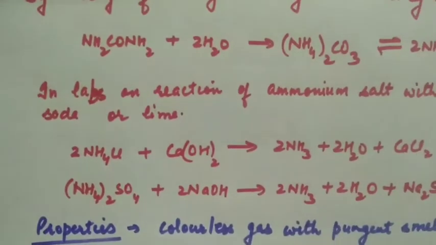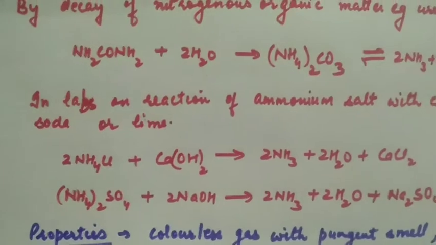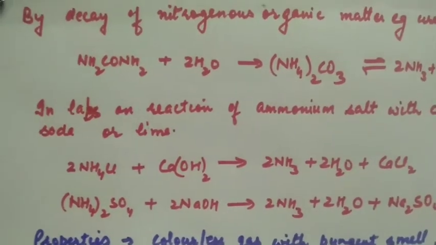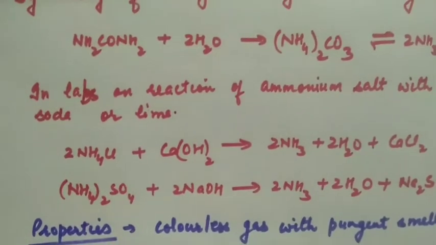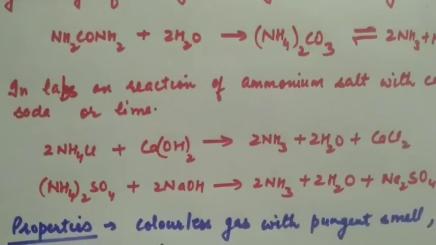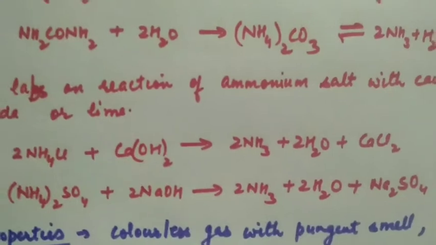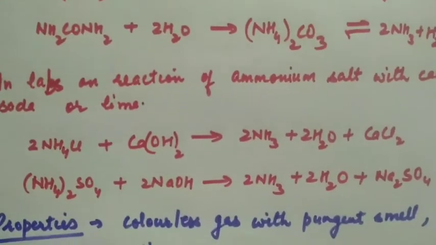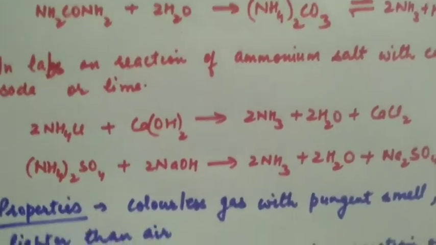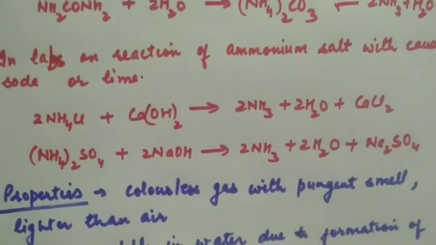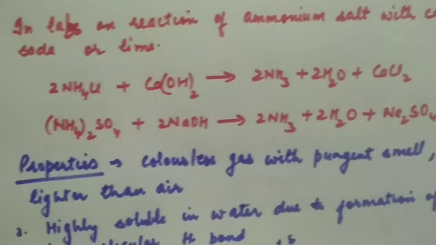In labs also, we can produce ammonia by reacting ammonium salts with soda or lime. Lime is calcium hydroxide. It decomposes ammonium chloride into ammonia. Similarly, caustic soda, NaOH, can also decompose a salt like ammonium sulfate into ammonia, water and sodium sulfate.